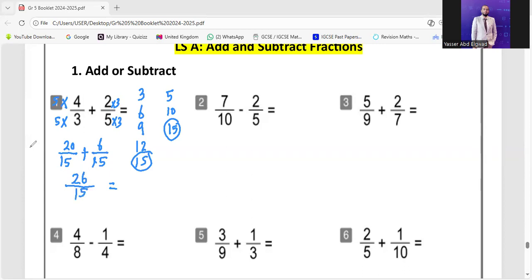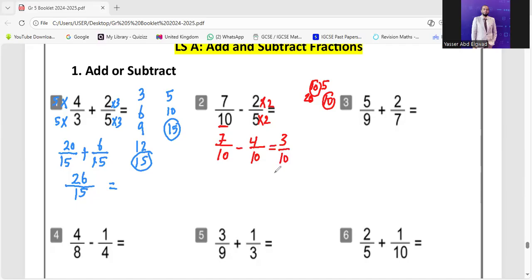The second one, here is 5 and 10. If you skip count by 5: 5, 10, and here 10, 20. They meet in 10. Leave 10 the same, and we multiply 5 by 2 and 2 by 2. We get 7 out of 10 minus 2 multiplied by 2 is 4 out of 10. Here we can subtract 7 minus 4 is 3 out of 10.